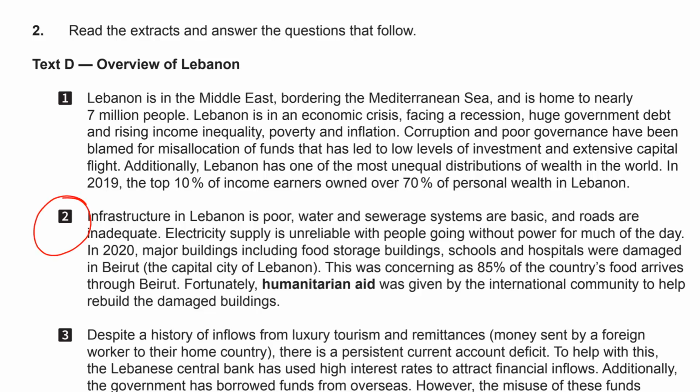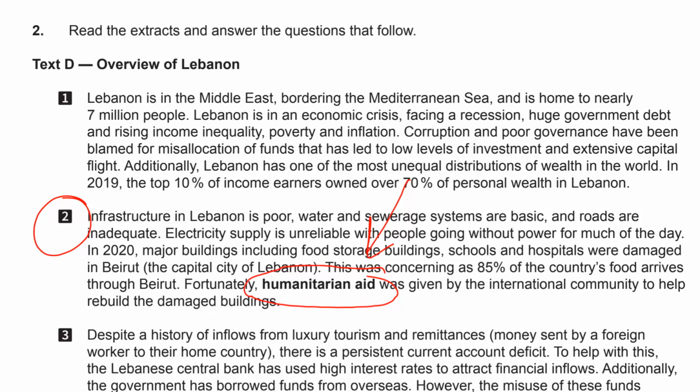This is saying that infrastructure in Lebanon is poor, water and sewage systems are basic, and roads are inadequate. Electricity supply is unreliable, with people going without power for much of the day. In 2020, major buildings, including food storage buildings, schools, and hospitals were damaged. In Beirut, the capital of Lebanon, this was concerning as 85% of the country's food arrives from Beirut. Fortunately, humanitarian aid was given by the international community to help rebuild the damaged buildings. Right, so this is the term here, humanitarian aid, that we have to define and explain.